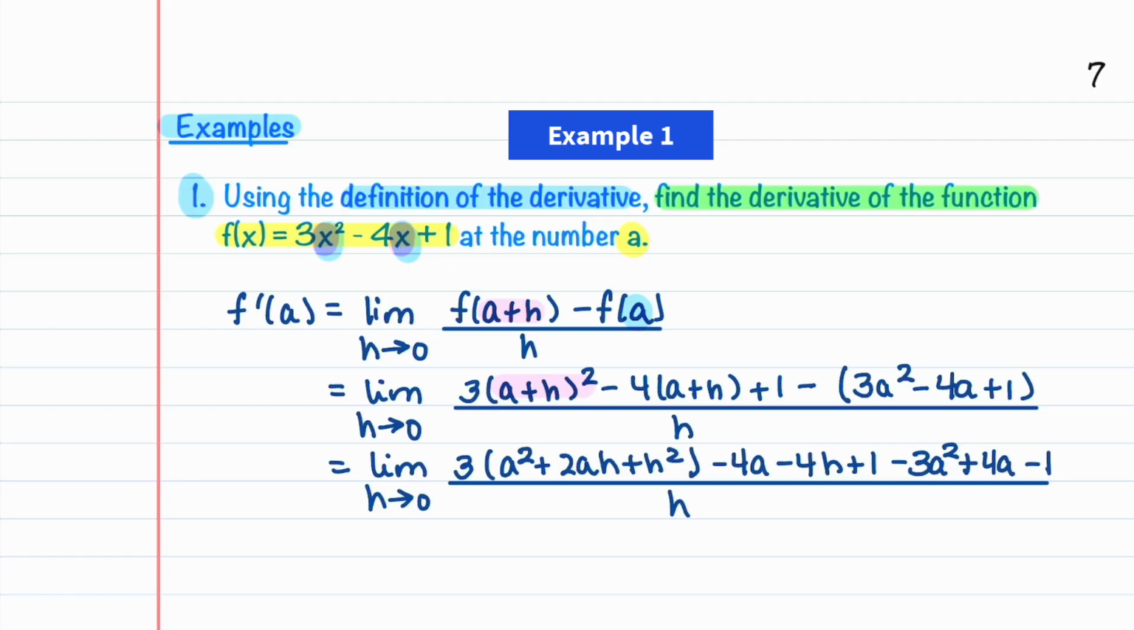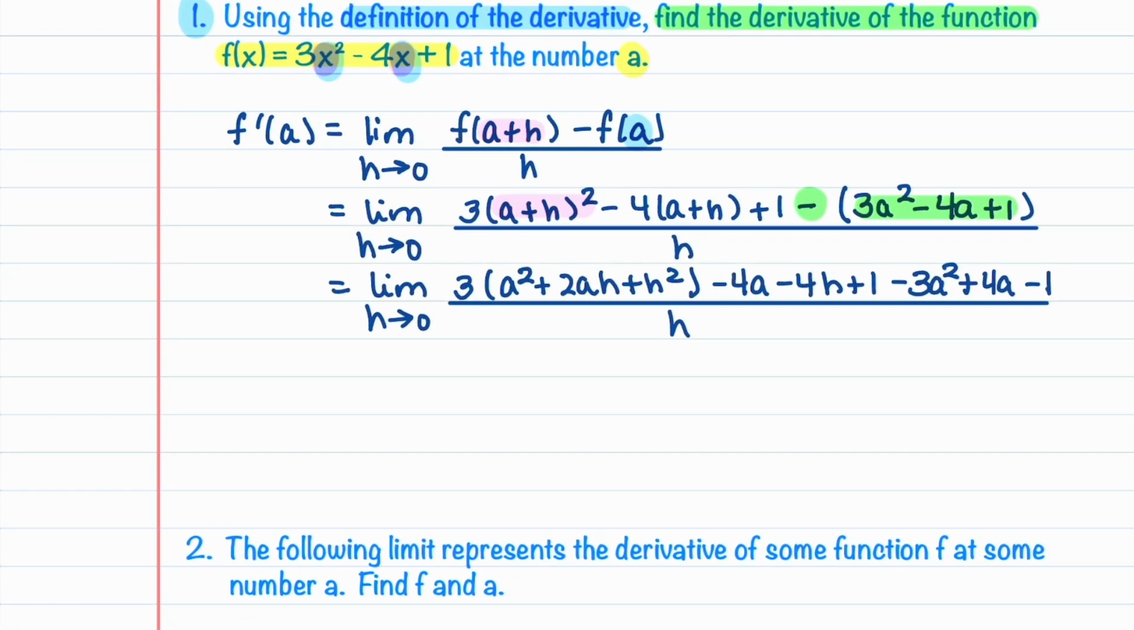I want to show you before we go on the most common mistake I see students make when they do a calculation like this. It's this part right here. You have to remember that this negative gets distributed to all three of those terms. Now all we have to do is multiply things out. This is the limit as h goes to 0, 3a squared plus 6ah plus 3h squared.